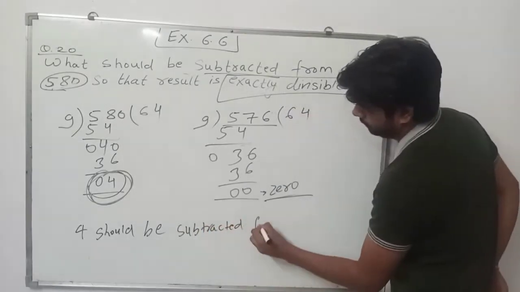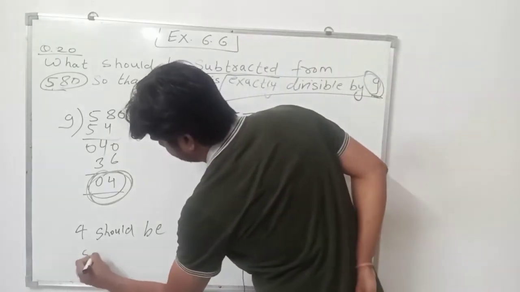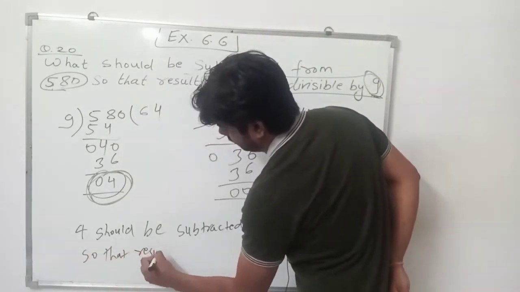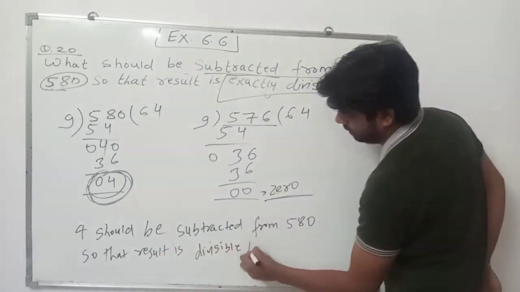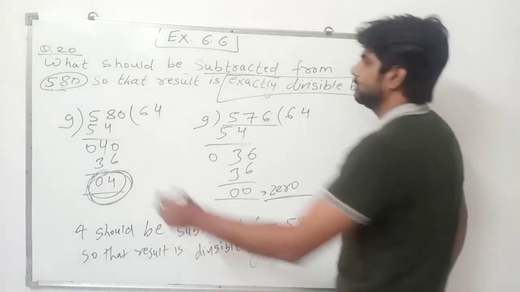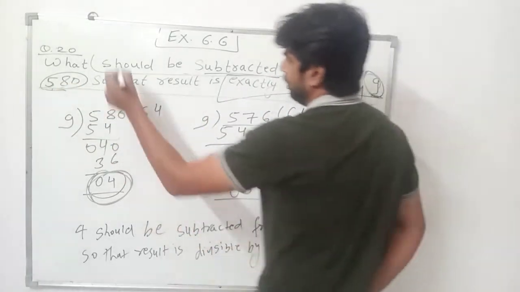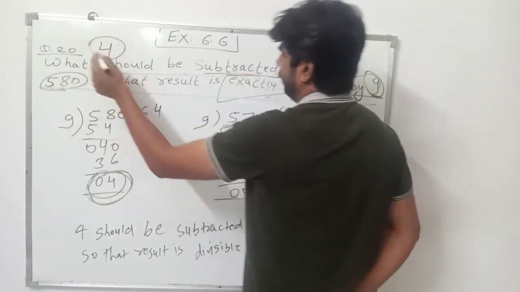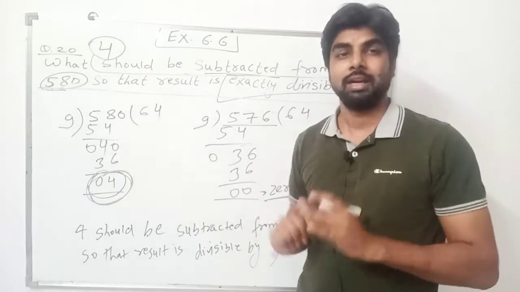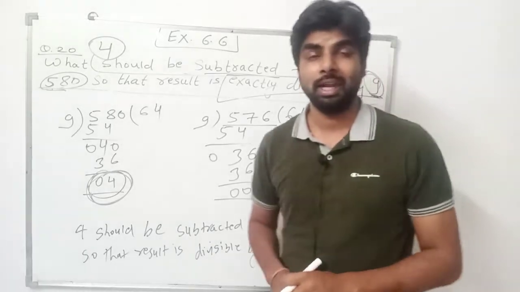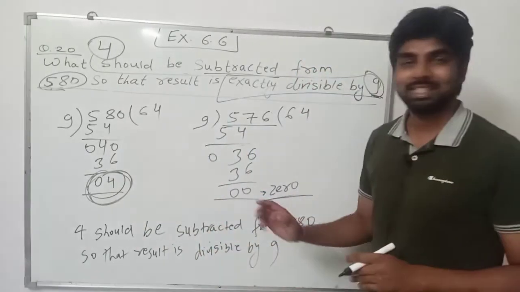subtracted from 580 so that the result is divisible by 9. So what should be subtracted from 580 so that the result is exactly divisible by 9? 4. We will write: 4 should be subtracted from 580 so that the result is exactly divisible by 9. This is question number 20, and question number 21 you have to do like this only. So let's see the next question.